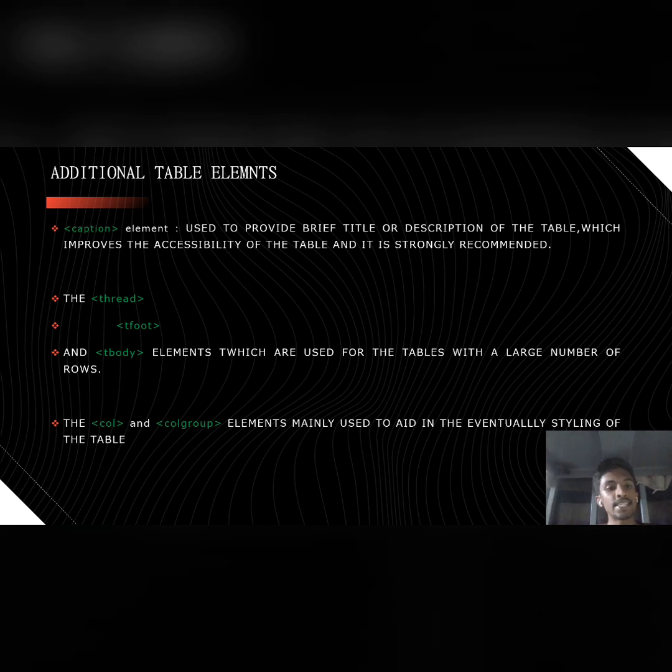And the thead element, tfoot element, and tbody elements are used for tables with a large number of rows. I mean, in some tables we need to have more rows. If you have more data, then obviously we need to use many rows. At that time we can use elements like thead, tfoot, tbody. So body means the maximum number of rows we can use. And the col element and colgroup elements are mainly used to aid in the eventual styling of the table.